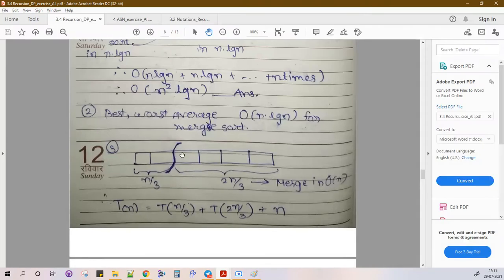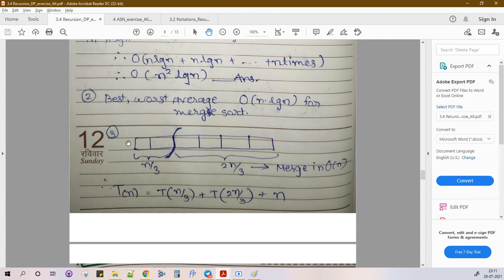Given an array of n, I am dividing it at the one third place. So n by 3 elements I will have here and 2n by 3 elements I will have here. So this is merge sort. I need to solve this T of n by 3 problem, and also T of 2n by 3. And I have divided them, so at any stage I need to merge them also.